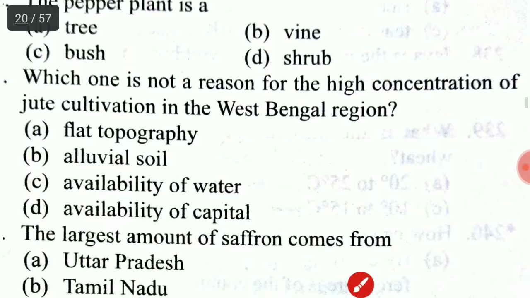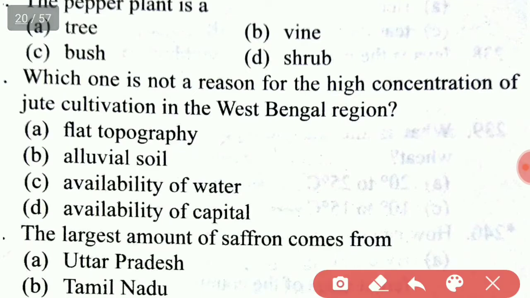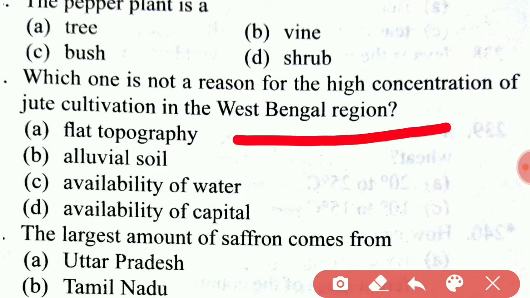Next, which one is not a reason for the high concentration of jute cultivation in the West Bengal region? Is not a reason. That is option D, availability of capital.